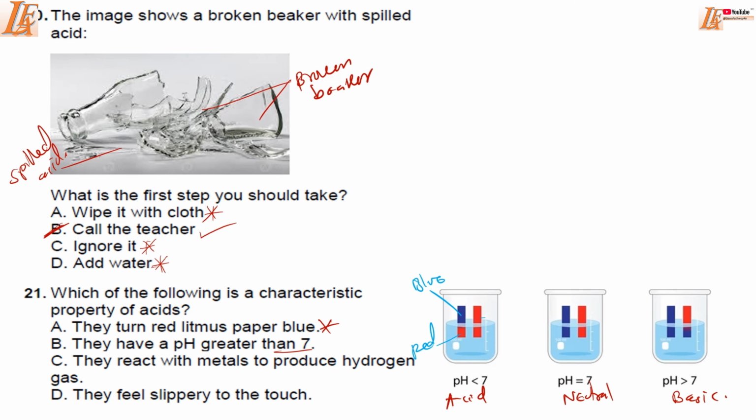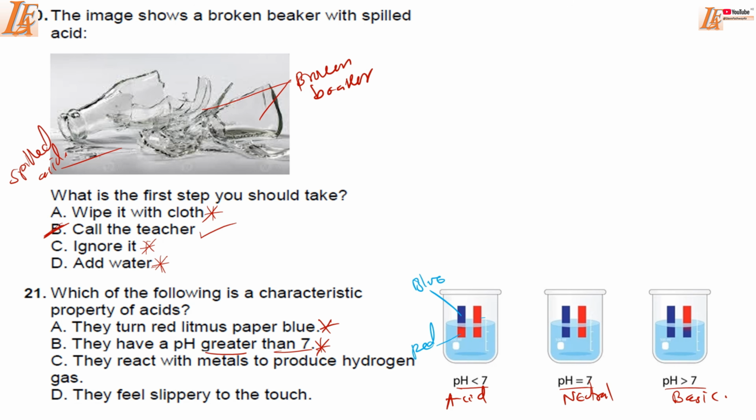B, they have a pH greater than 7. Let's look at the pH value you can see indicated here. Acids have a pH of less than 7. Then bases are the ones which have a pH of greater than 7. So this one is also wrong, because acids have a pH of less, not greater than 7.